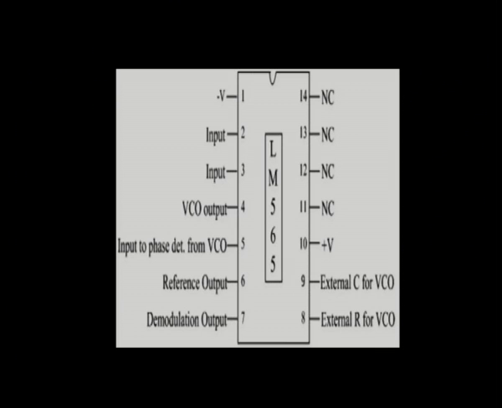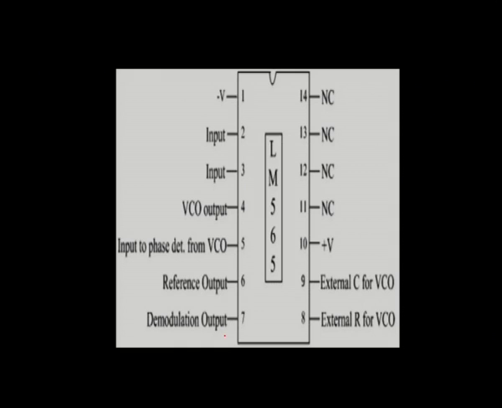With this knowledge we can see the pin configuration of the IC 565. It is a 14 pin IC. To pin number 1 you connect a negative voltage, minus V. To pin number 10 we provide a positive voltage. It is a bipolar supply. Pins number 2 and 3 are the input signals. Pin number 4 is the VCO output. Pin number 5 is the input to the phase detector from the VCO. Pin number 6 is the reference output. Pin number 7 is the demodulation output.